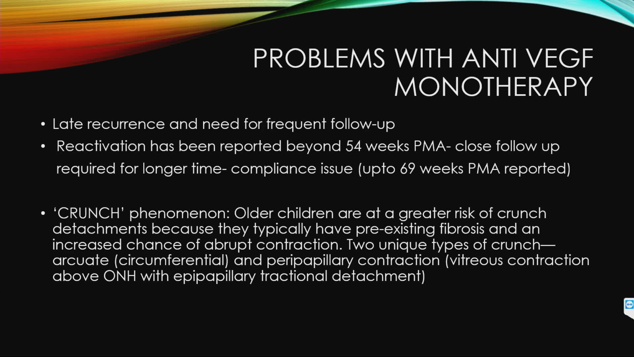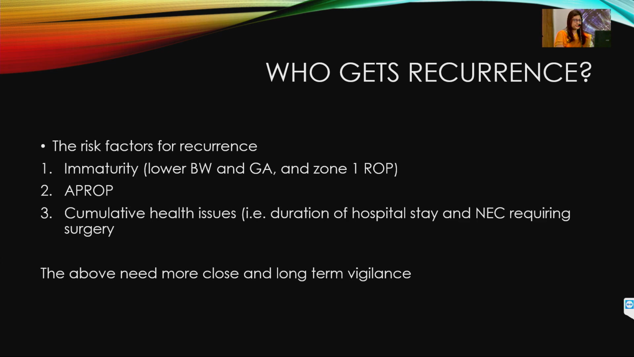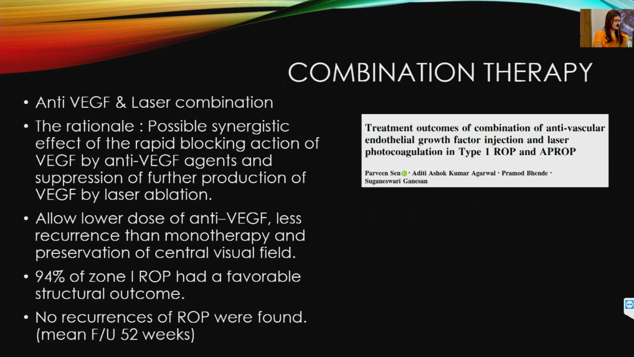And crunch phenomenon can occur because there is pre-existing fibrosis, which you would have seen as vascularity, and then that whole thing crumples and produces a peripapillary contraction. Risk factors for recurrence are again the same, those who have aggressive ROP, immaturity, and cumulative health issues.